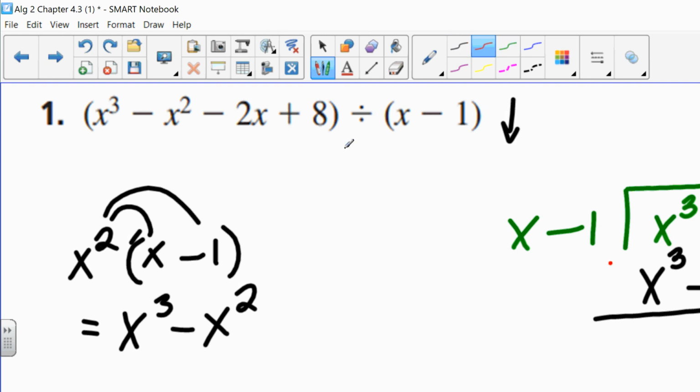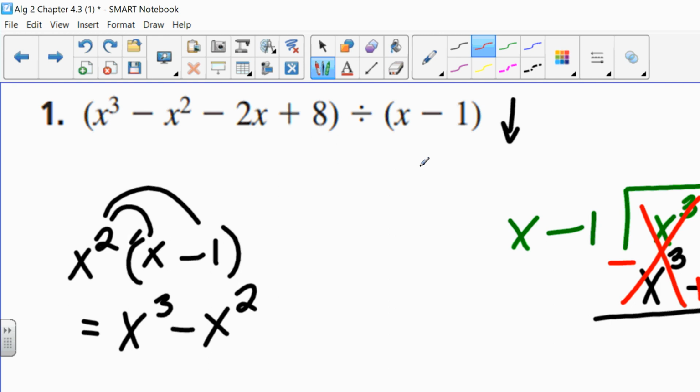And then we would subtract. x cubed minus x cubed is 0. We want them to cancel out. We always want that first term to cancel out. And let's see what happens to the rest. Negative x squared minus negative x squared. Here the negative and negative would make a positive. So negative x squared plus x squared is 0. Well, those canceled out also.